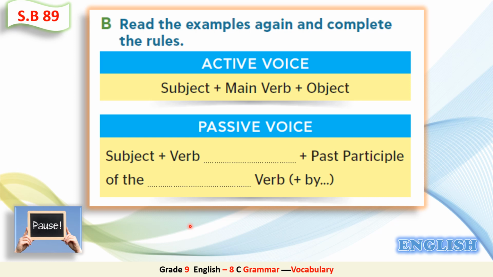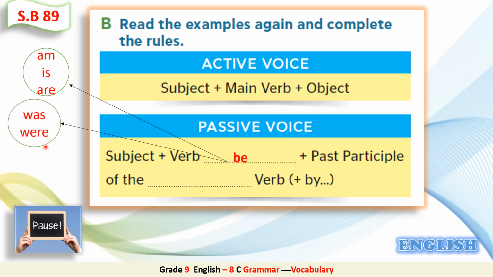Okay, now let's complete it together. In the passive voice sentences, first we use the subject. Then we use verb. Which verbs do we use? Plus past participle. Yes, what do you think? Excellent. We use the verb be. Now, do you still remember the be verbs? What are verbs to be? Very good. They are am, is, are in present, and was or were in the past.